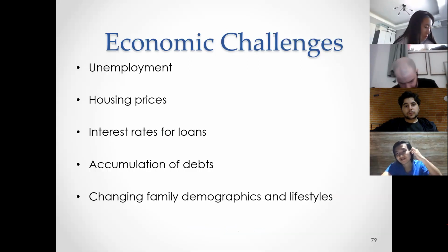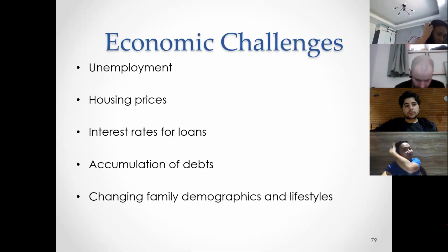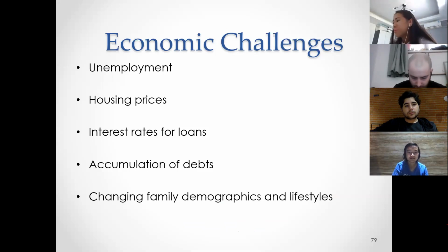HR is absolutely critical. But with all the unemployment that's happening in the world, housing prices are going up, interest rates for loans are like nothing, but everybody's accumulating all this debt. To really be able to work in HR, you really have to understand how these things affect the employees in a company, to really be able to deal with them. Accumulation of debt is a real problem.